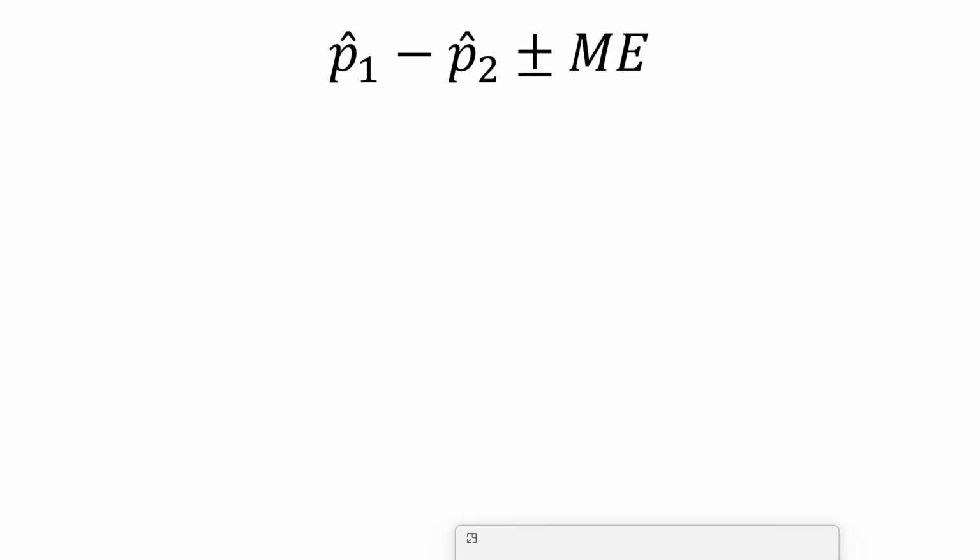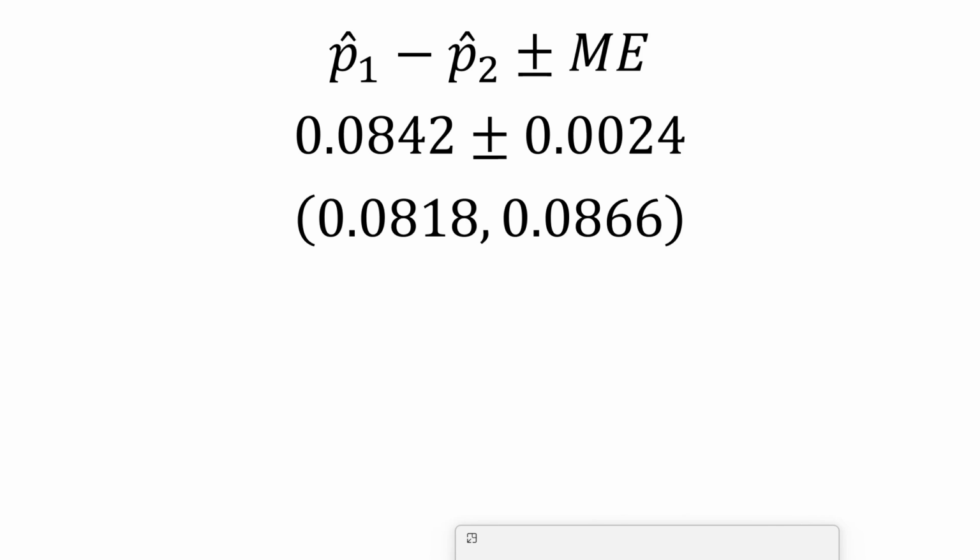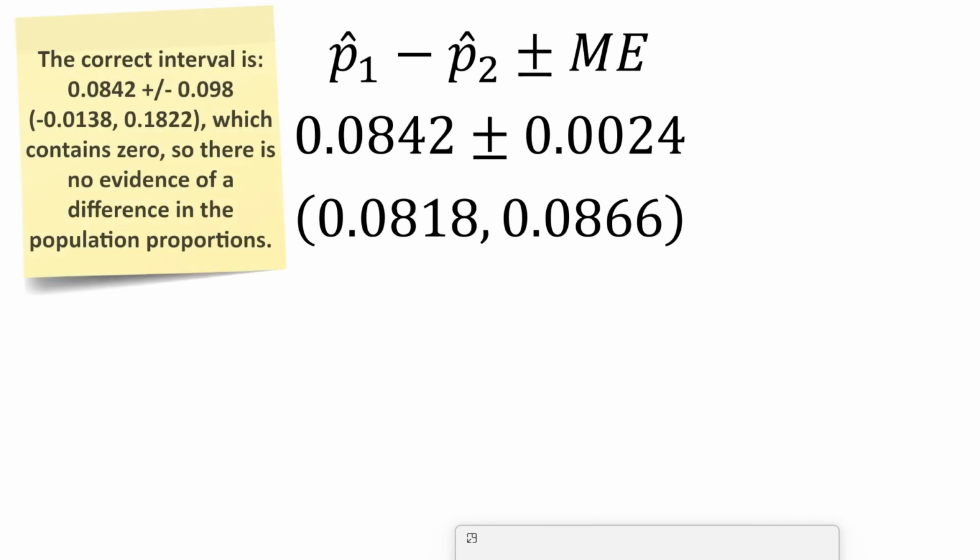So we have our point estimate and we have our margin of error. We just go point estimate plus or minus margin of error. We get the bounds of our confidence interval. Now, what do you notice right away about this interval? It is positive, meaning the lower and upper bound are both bigger than 0. So that's telling us something.